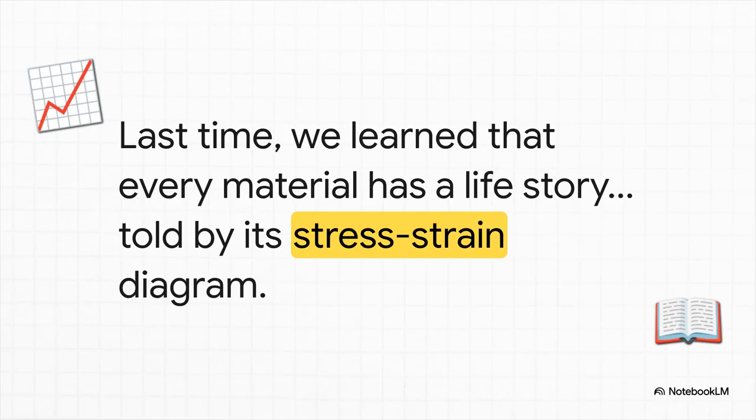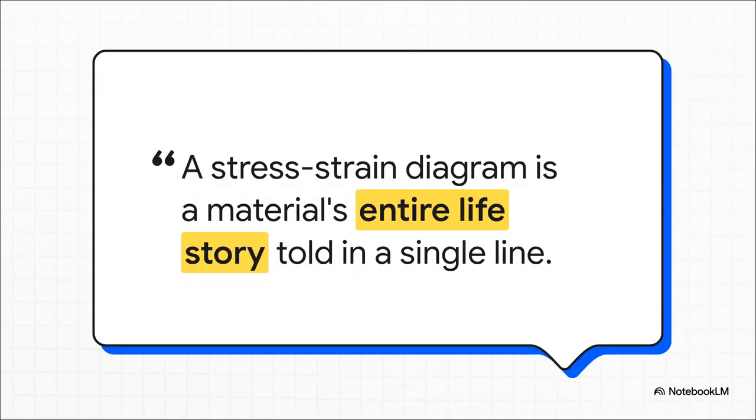So in our last explainer, we set the stage. We learned that every single material has this incredible life story, and it's all told by its stress-strain diagram, remember? We saw that first part, the rubber band phase, which is its elastic region. Then we saw that point of no return, that's called yielding. And finally, the material's absolute peak strength. That one diagram is the key to everything. And that was the big idea, right? That one single line tells you a material's entire life story from start to finish.